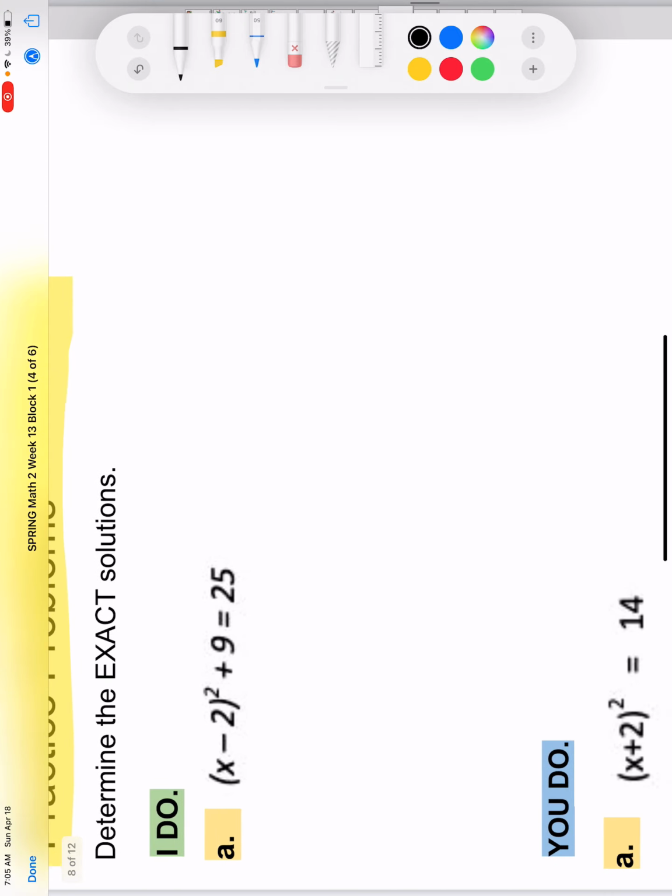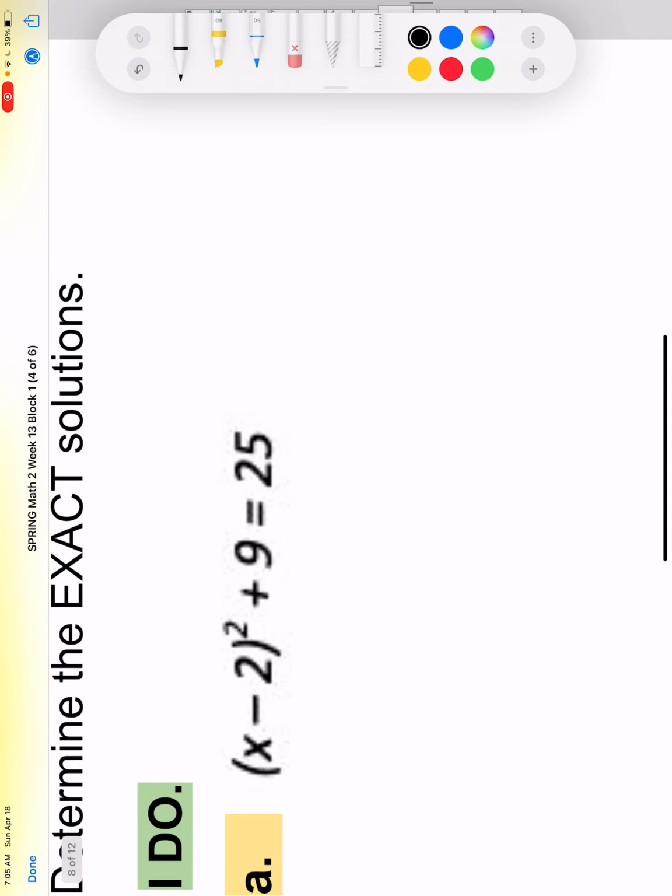All right, for these we're determining the exact solutions. So for part A, I have x minus 2 squared plus 9 equals 25. So what we want to do is determine the exact solutions. That means nowhere in this process are you using a calculator, because a calculator may give you an approximation. So we want exact solutions.